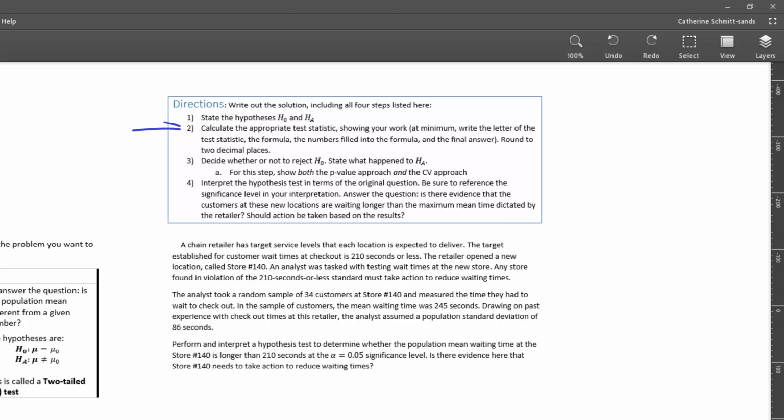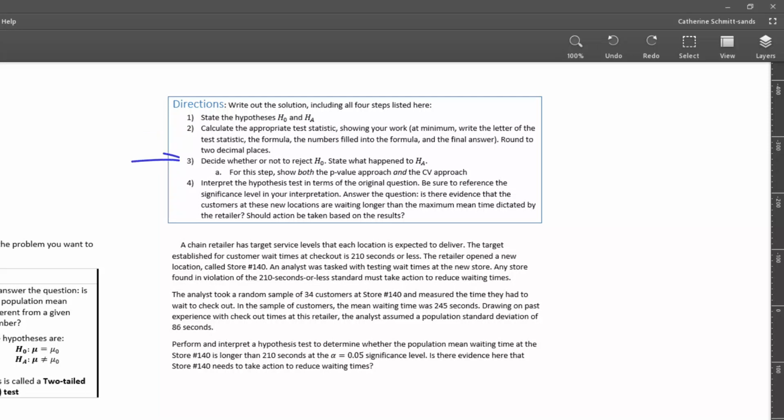Step 2, calculate the appropriate test statistic showing your work. At minimum, write the letter of the test statistic, the formula, the numbers filled into the formula, and the final answer. Round to 2 decimal places.